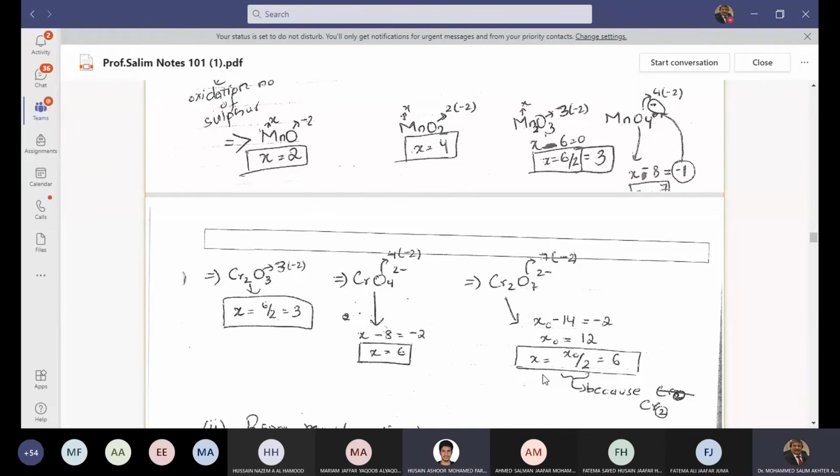Doctor, the -2, it's the charge, right? Of oxygen. Is the 2 the charge for the Cr2O7 or CrO4 or MnO4? All of them. It's for oxygen, right? For oxygen it is always -2. Okay, thank you. Yes. That's why I have rewritten the question for you.